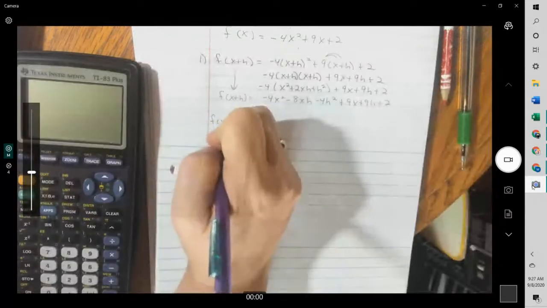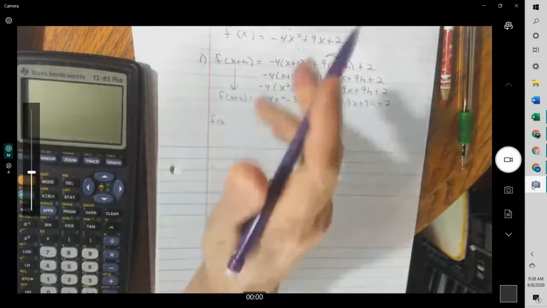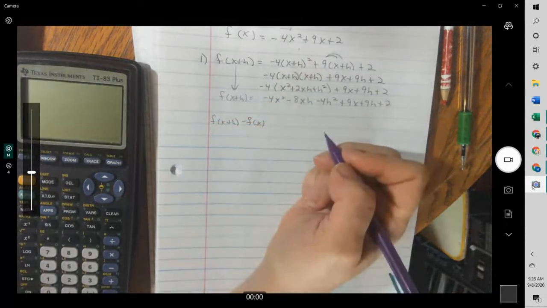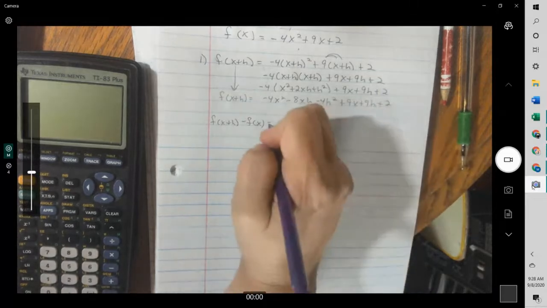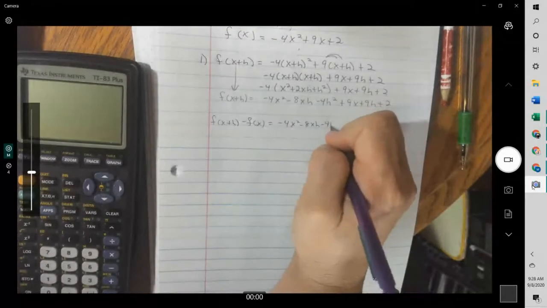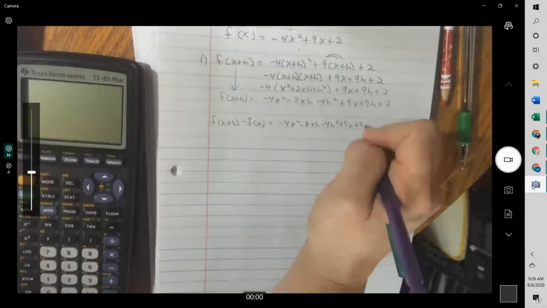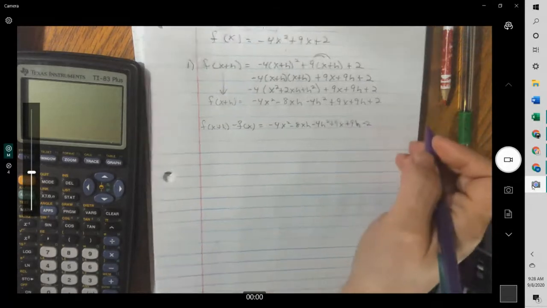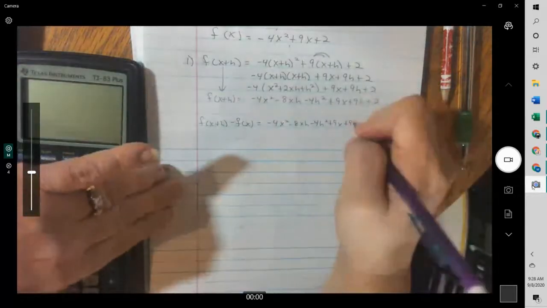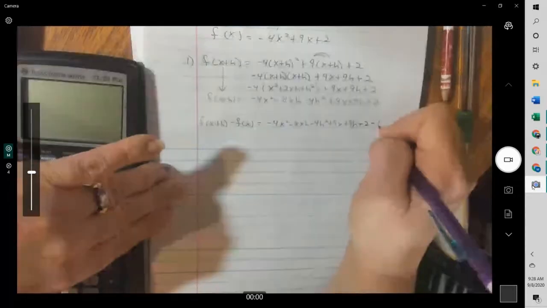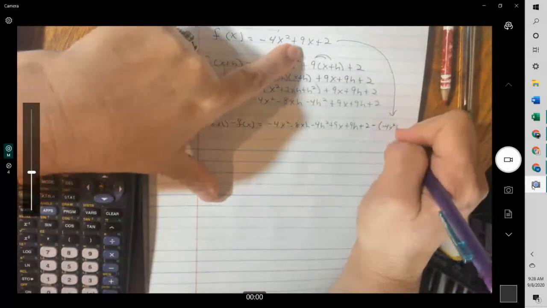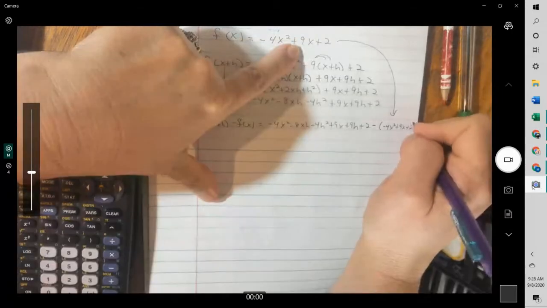Now we want to take that f of x plus h, and we want to subtract f of x. So we get negative 4x squared minus 8xh minus 4h squared plus 9x plus 9h plus 2. Subtract the original, negative 4x squared plus 9x plus 2.